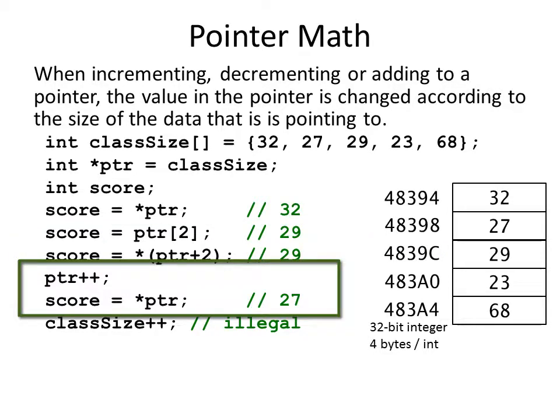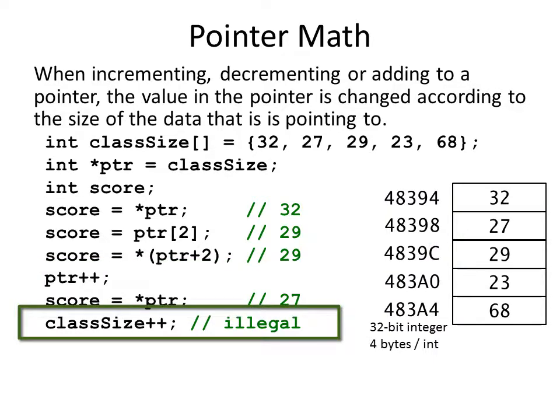Well, what happens if I increment PTR? If I increment PTR, now I'm moving PTR to point to the next element in the array. So if I say score equals star PTR, I get 27 because now PTR has the address of that element, 48398. How about if I say class size plus plus? Well, that's illegal because class size is not a variable, so I can't mess around with that pointer.